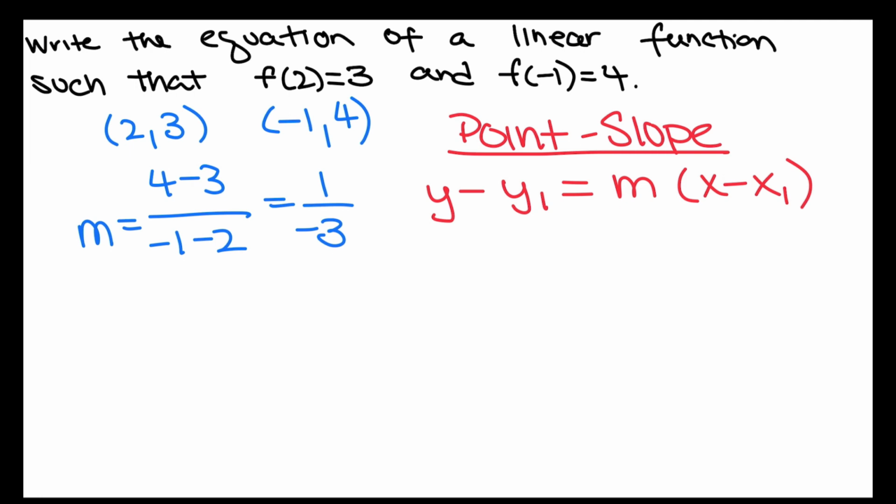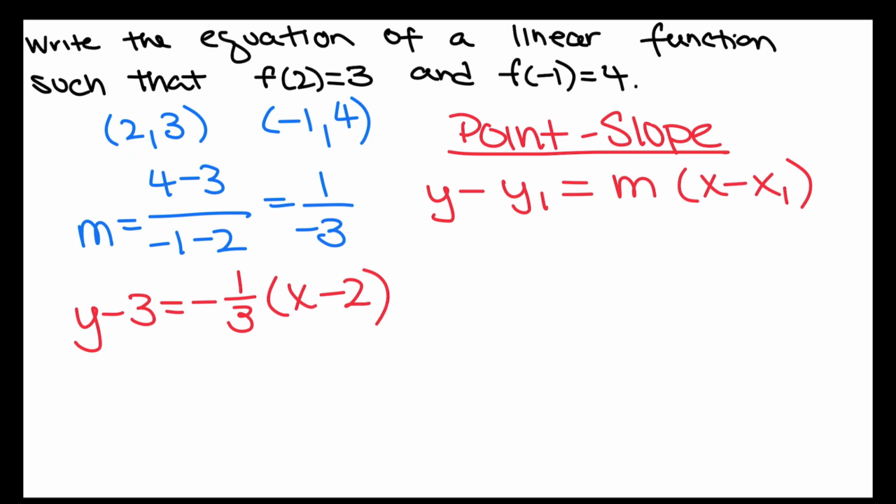And with that point-slope formula, you need to know the slope, which we just computed, and then you can plug in any point for the x1, y1. So using this formula, I'm going to take the negative 1/3, that gets plugged in for m, and I'm going to use the point (2, 3) as my x1, y1. So this becomes y minus 3 equals negative 1/3 times (x minus 2).